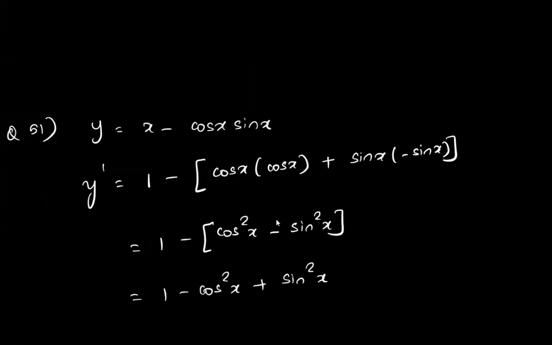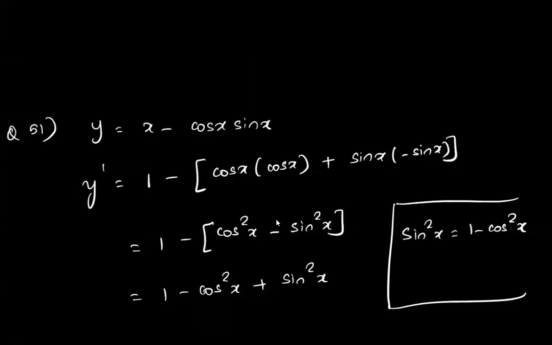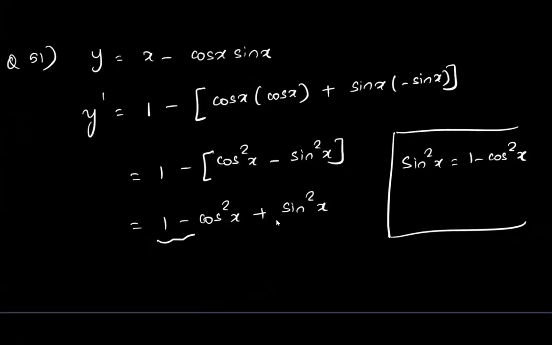Now, if you want, you can do this. Remember this identity. Sine squared x is 1 minus cosine squared x, right? You remember this identity. Therefore, I can replace this whole thing with sine squared x. If I do that, my final answer will be 2 sine squared x will be the final derivative.